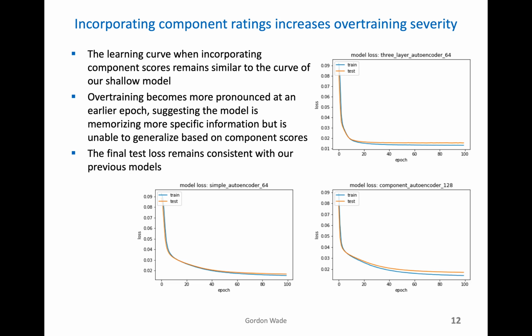So what this suggests to me is that incorporating the component scores tends to differentiate users a little bit more in a way that's not helpful. And so what we're really doing is just memorizing information about individual users instead of learning generalizable techniques. So that's probably not the best approach.